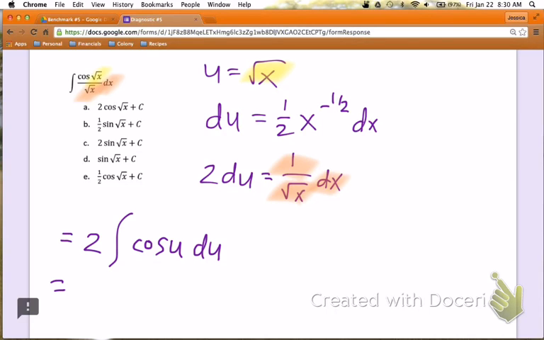So by doing this, the integral of cosine of u is sine, so this is 2 sine of u plus c. And when I plug in u again, I get 2 sine of the square root of x plus c, which is answer choice C.